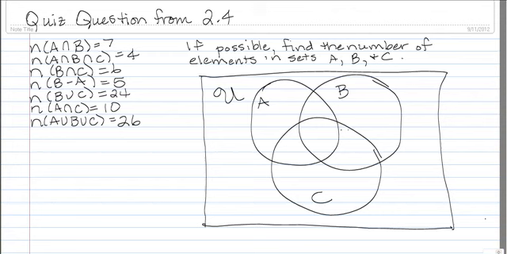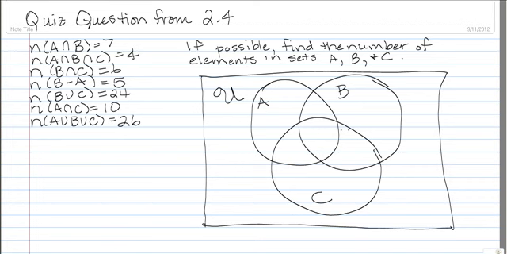I had several questions from students on a quiz question that actually comes from section 2.4. So I wanted to work an example to help hopefully answer those questions. These numbers may be different from the numbers you're using in your quiz, but at least the process will be the same.